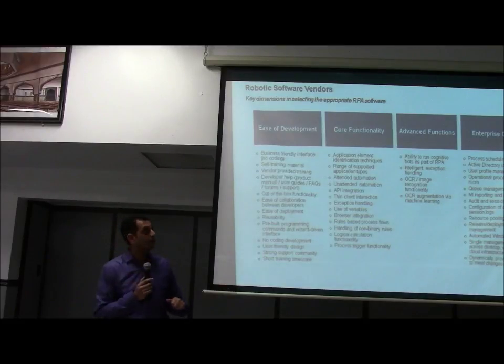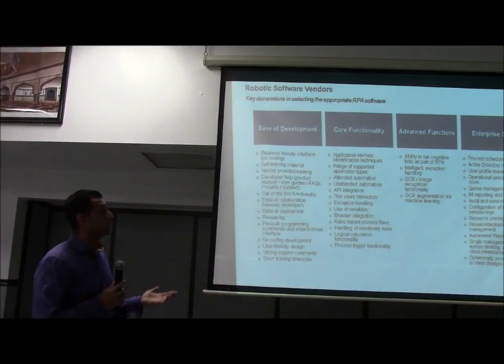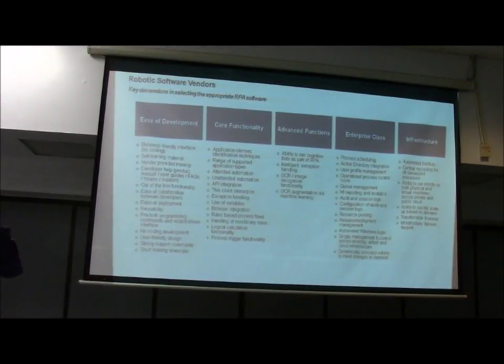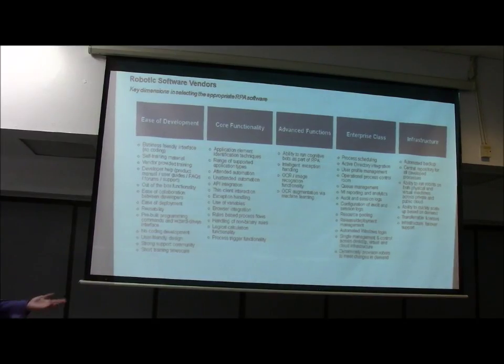Okay, so when you're looking at these vendors, when we get engaged with our clients, they often ask us, there's this big portfolio of vendors out there. Which one do we go for? How do you know which one is the best one? So what we did is we looked at these 5 pillars: ease of development, core functionality, enterprise class, and infrastructure. And there are a lot of pros and cons with the entry-level ones. So it's more of a given which standard the bank will take.